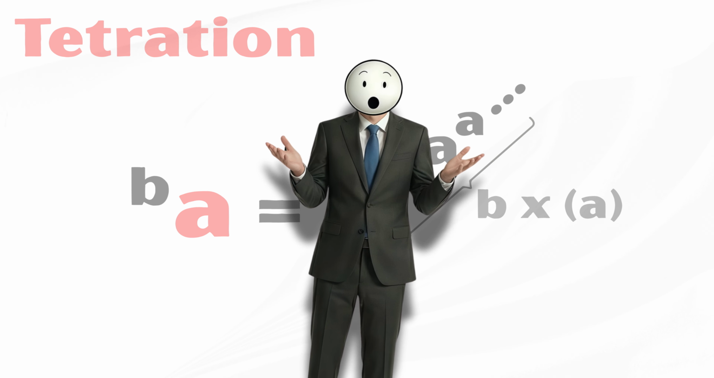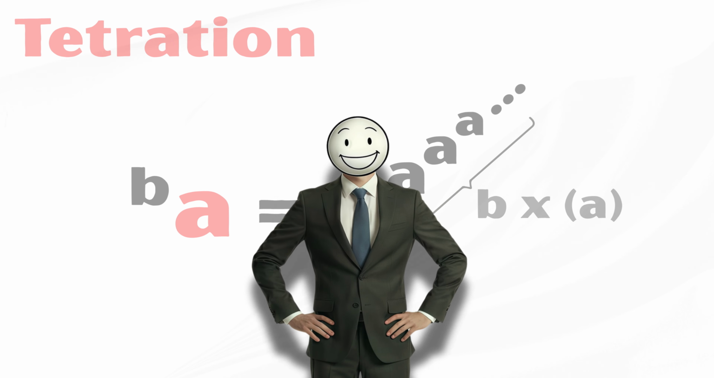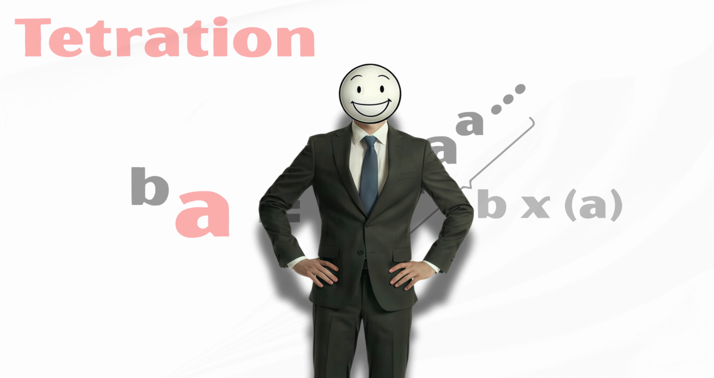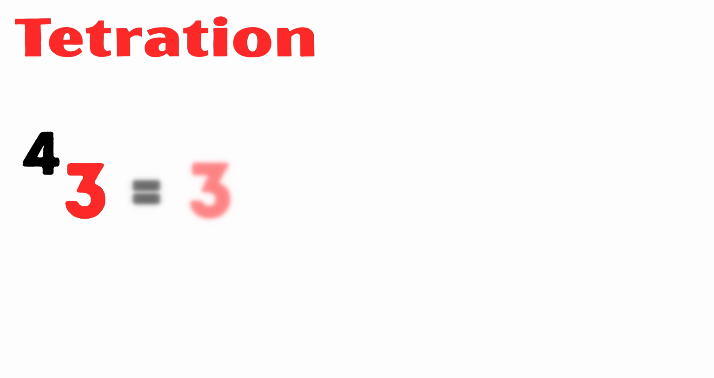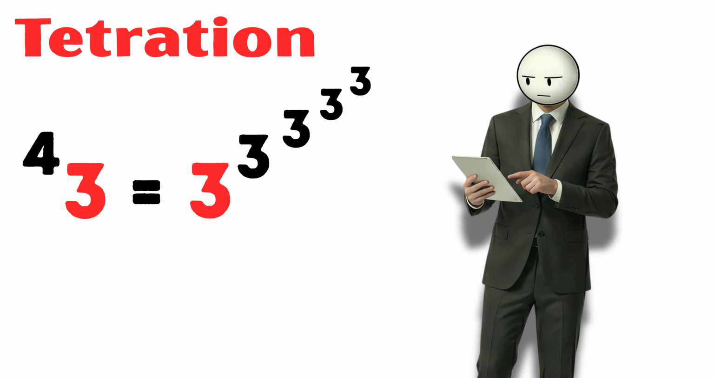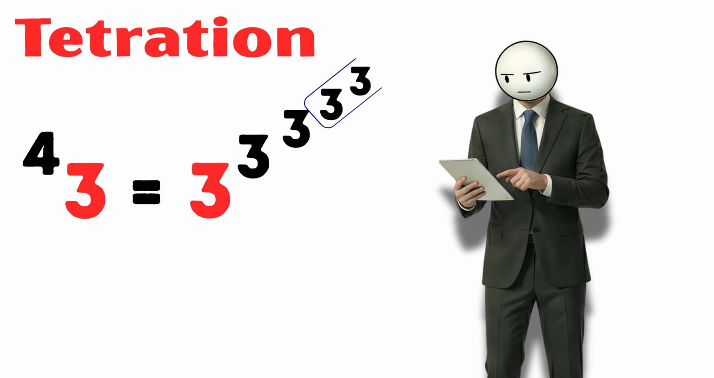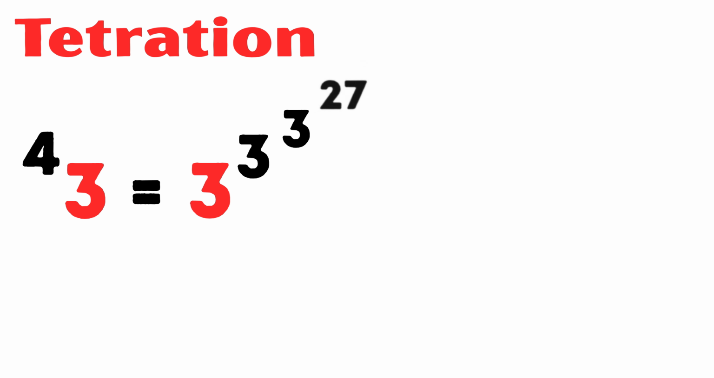It is a wildly powerful operation that generates incredibly large numbers out of nowhere. For example, 3 tetrated to 4 is a tower of 4 threes. To evaluate tetration, we always start from the very top. 3 to the power of 3 is 27.